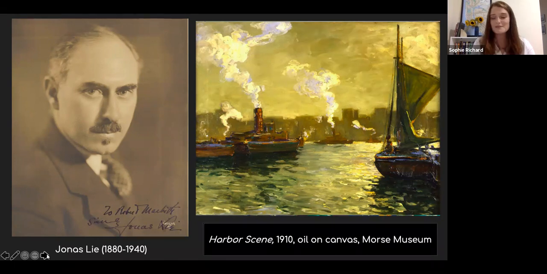We do have to thank Mr. Lie for encouraging Sample to paint. In Paul Sample's memoirs, he says that at Dartmouth, he slept through his only art history course and wouldn't have gone back if it wasn't for Jonas Lie.